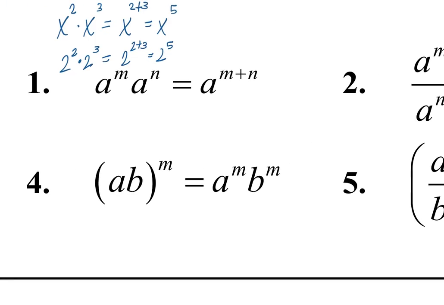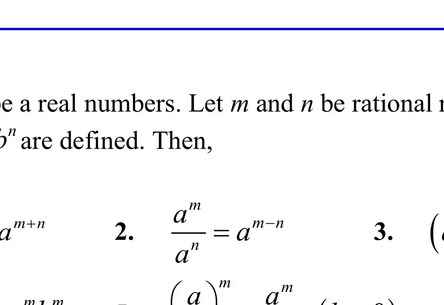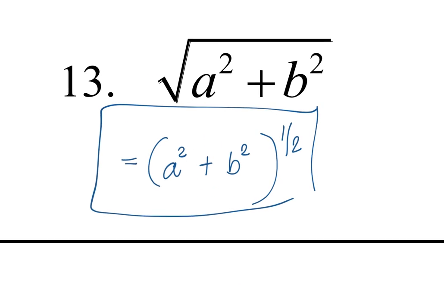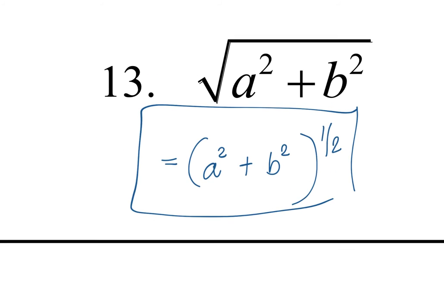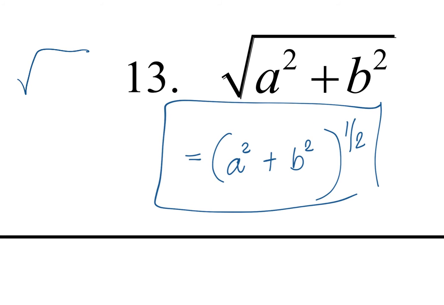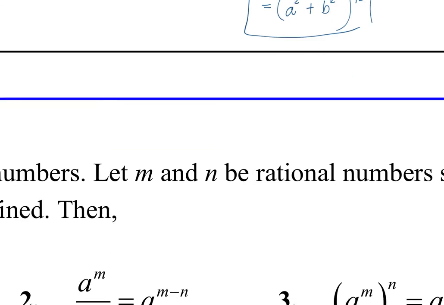I was almost wanting to apply that property to this problem, but that property didn't work for this problem because it didn't say the square root of a squared times b squared. If it did, I could separate them out, but they were added together, so I couldn't use that property right there.